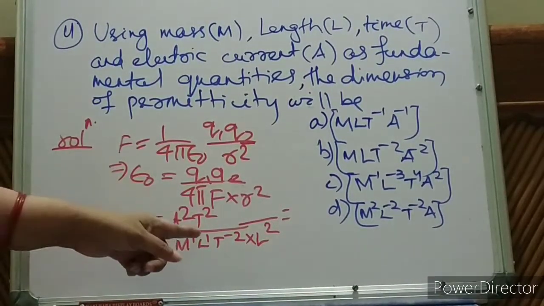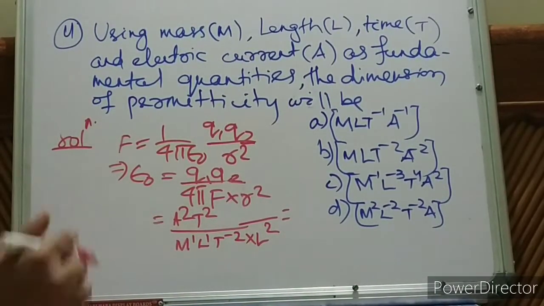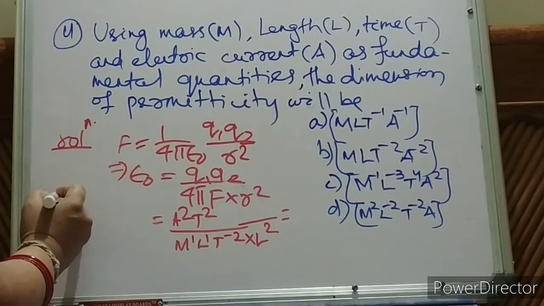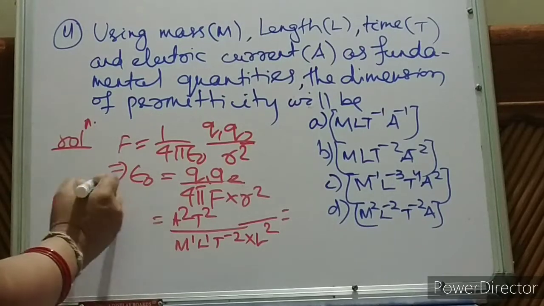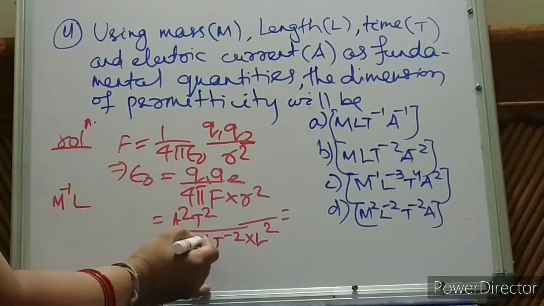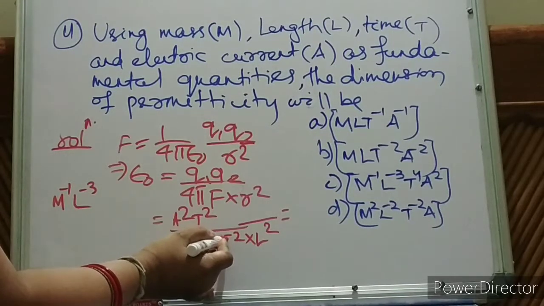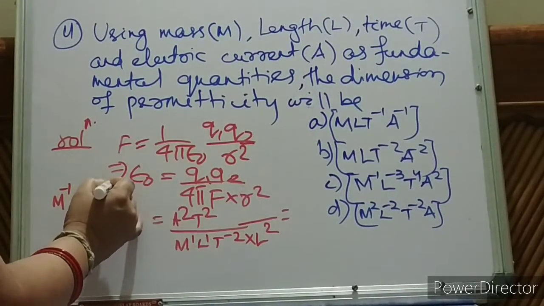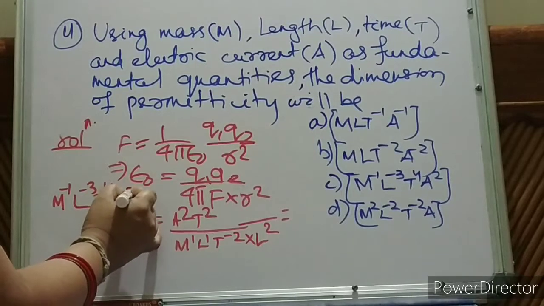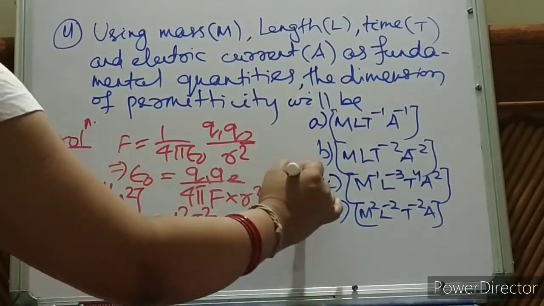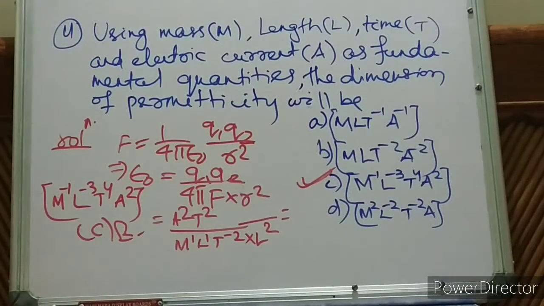Okay. Now solve it. What is your answer? Just let me know. What is your answer, children? I am writing over here the answer. The answer will be M to the power minus 1, L to the power minus 3, T square, and this T minus 2 will go up, so it will be T to the power 4, then A square. So option C is the answer, children. Is it clear? Okay. Now we will move to the next question.